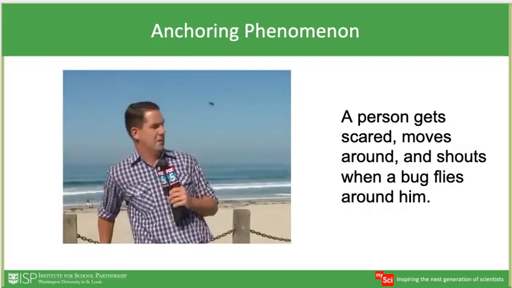In this unit, students try to figure out how animals are able to respond to their environment to meet their needs. The anchoring phenomenon used to connect students to the science content is an anchorman on live TV who gets scared, moves, and shouts when a bug flies around him. Why does he do that? How is he able to do that? How is the bug also responding?